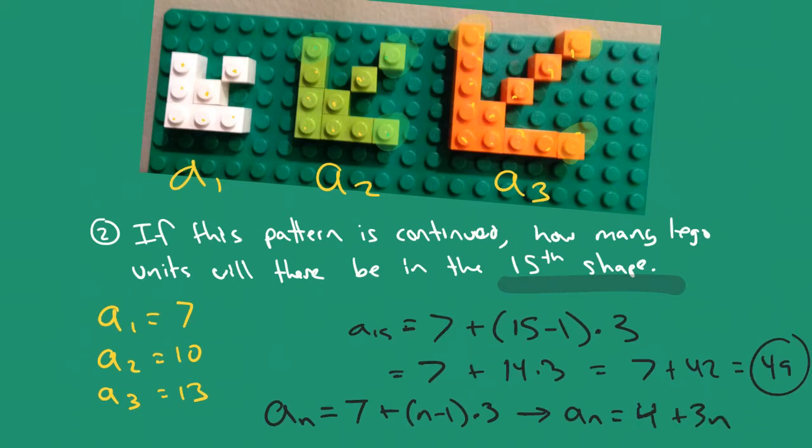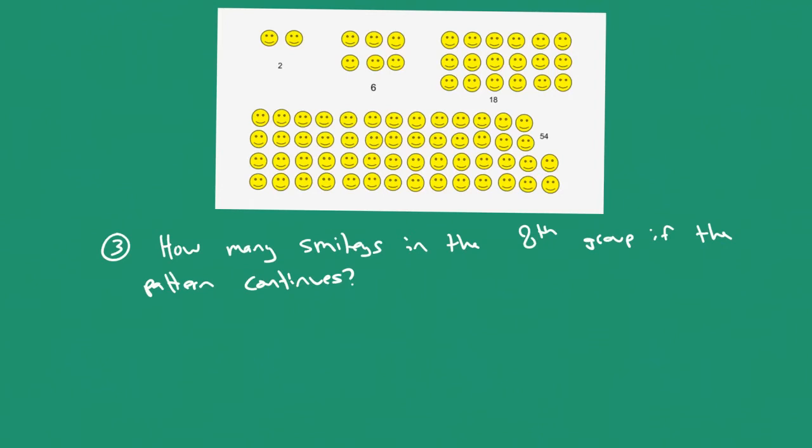All right, one more problem. We have another diagram here, and in this one, we have smiley faces. How many smileys in the 8th group if the pattern continues? And it's actually numbered for us here, so the first one has 2, and then 6, and then 18, and then 54. So A1 equals 2, A2 equals 6, A3 equals 18, A4 equals 54. So we can tell that that's definitely not adding, that's multiplying, and we're multiplying by 3 every time.